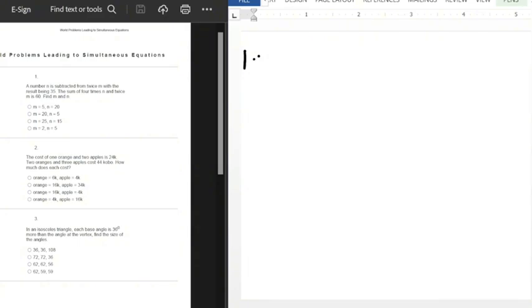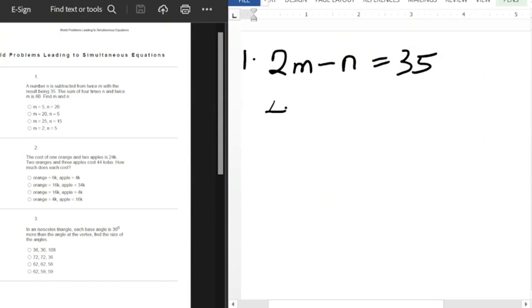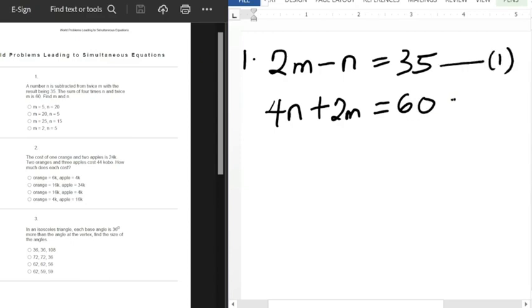So a number n is subtracted from twice m. That is, n is subtracted from twice m. That is 2m. So that is twice m. n is now subtracted from that, that is minus n. So the result being 35, that is equal to 35. Then the sum of 4 times n, that is 4 times n, and sum means plus, and twice of m, that is 2m, is equal to 60. So the question asks you to find m and n.